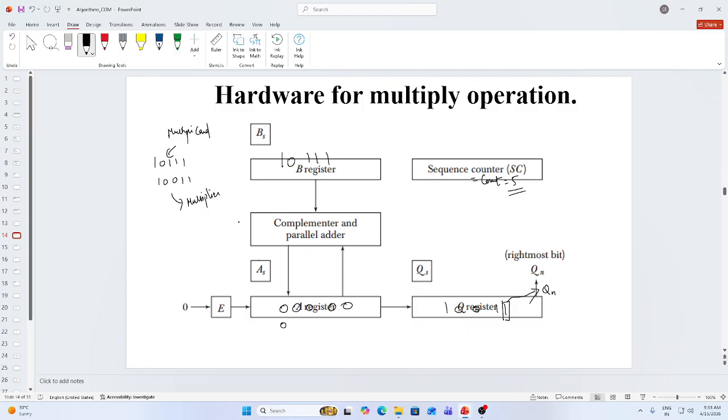So this is the hardware; I hope you understood it. Initially the multiplier you initialize in the Q register, A is initialized with 0, and B is initialized with the multiplicand. Then the sequence counter is initialized with how many times we need to repeat this process. The complementer and adder perform the addition, and we can perform the shift micro operation in this EAQ. So let us go to the algorithm.